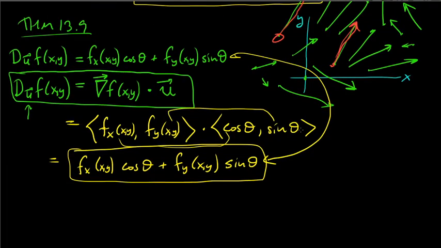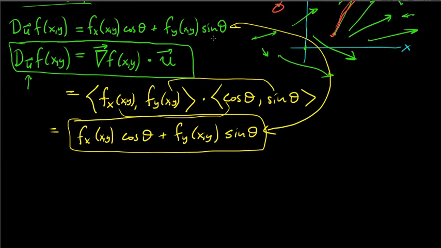Okay, and so let's not get confused here. This is not the gradient. This is the directional derivative. So don't get confused between gradient and directional derivative. This is the directional derivative. It involves the gradient. The gradient is one of the vectors that you're using for the dot product. But the gradient itself is not the directional derivative.